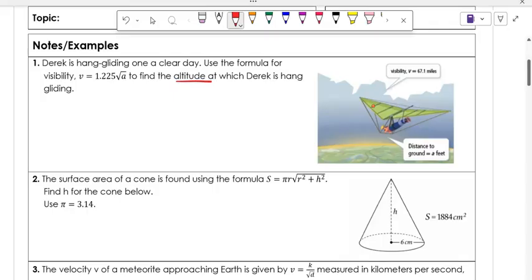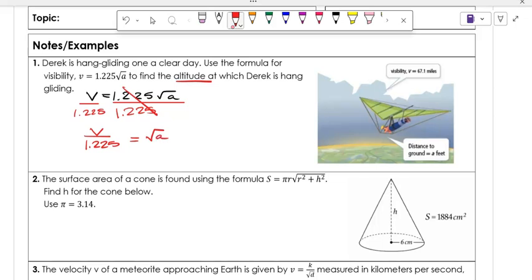So I can approach this problem two different ways. I can take the original problem that I'm given, V equals 1.225 square root A, and I can rearrange this equation for A, since that's what I'm solving for. And then I can substitute in at the end. So let's try that. If I rearrange this equation for A, I would divide both sides by 1.225. And that would cancel out over here. And so then I'd have V over 1.225, and that's equal to the square root of A.